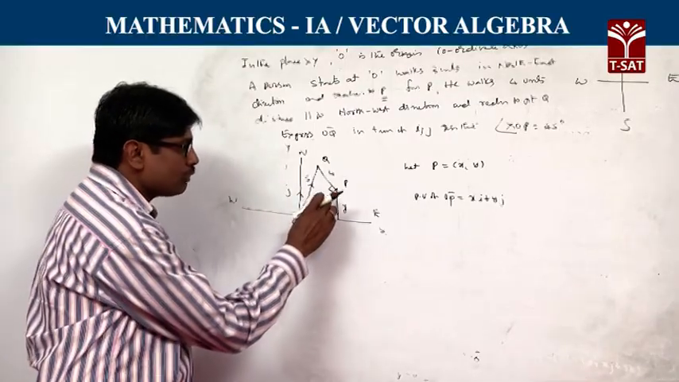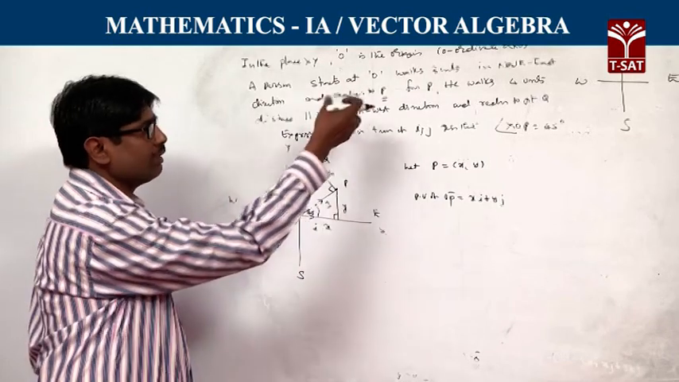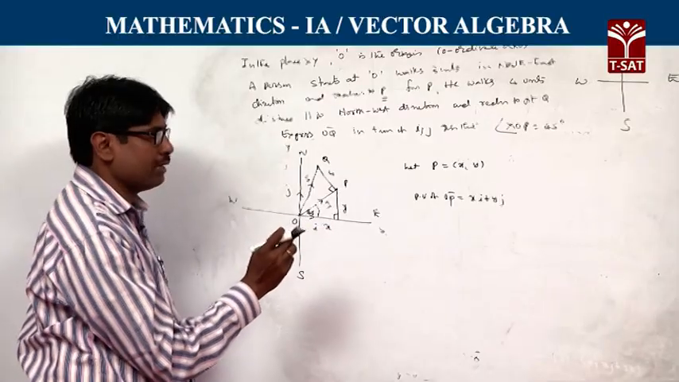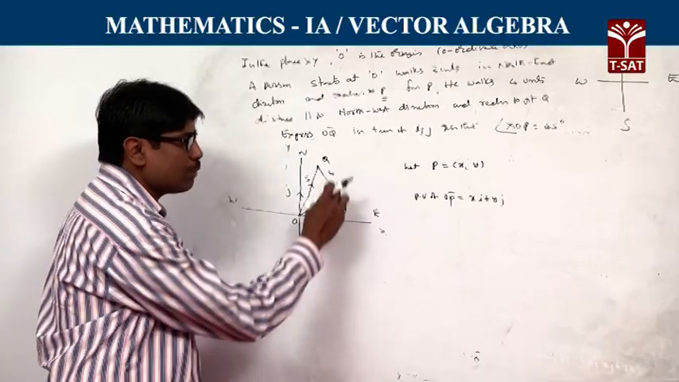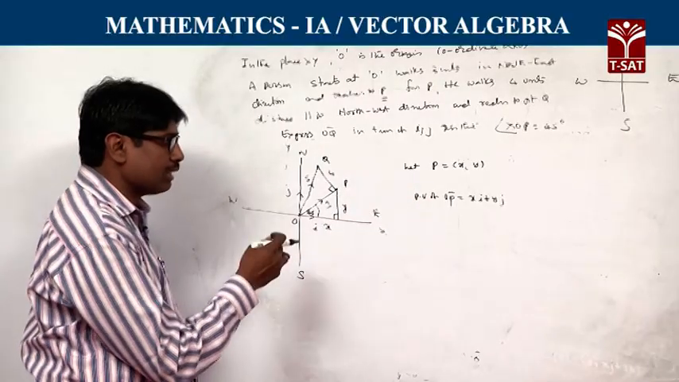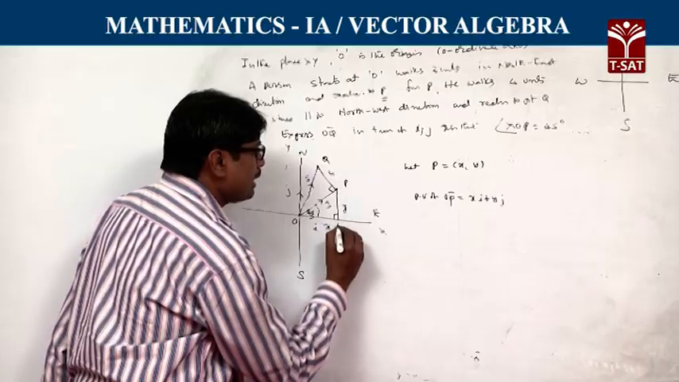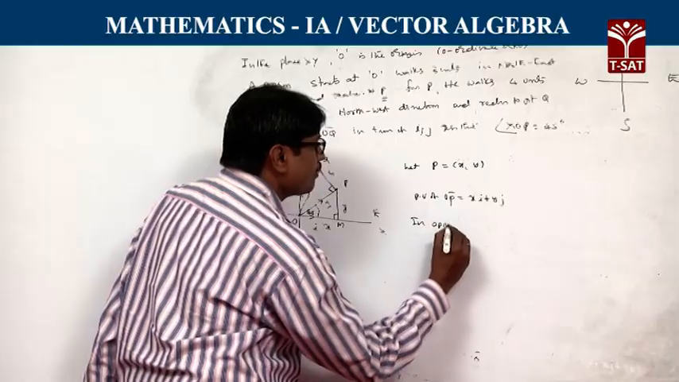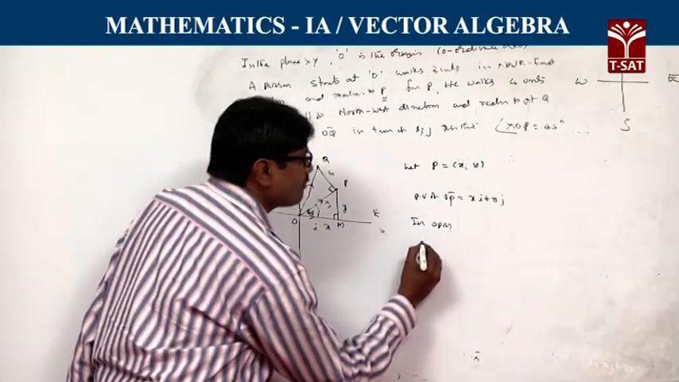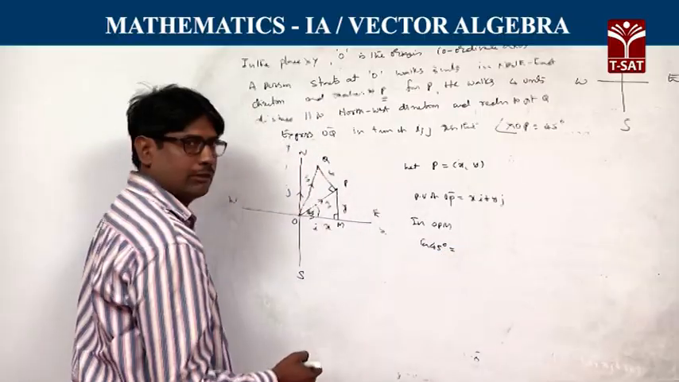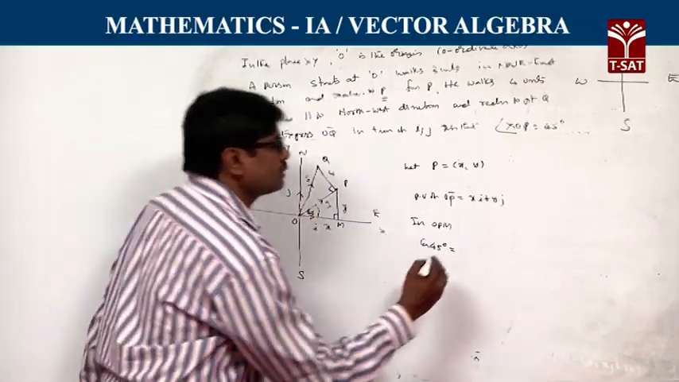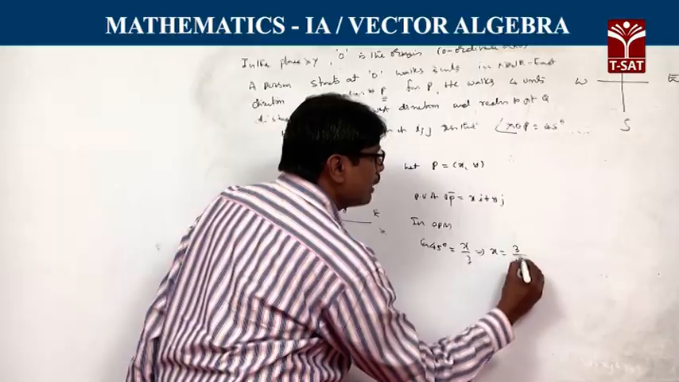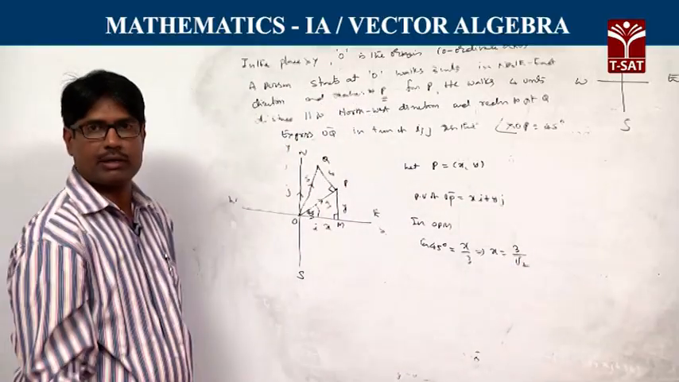Now, to calculate OP bar, the magnitude of OP bar is 3, because P is already 3 units from the origin. To calculate the position vector of P, OP bar is equal to x times i bar plus y times j bar. PM is the perpendicular drawn from P to the x axis. In triangle OPM, cos 45 degrees is equal to adjacent divided by hypotenuse, that is x divided by 3. This leads to x equal to 3 divided by root 2, since cos 45 is equal to 1 by root 2.